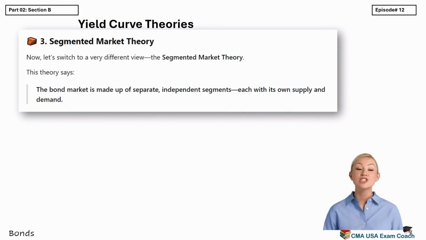Pension funds or insurance companies prefer long-term ones. So, interest rates in each segment are determined by the forces of supply and demand within that segment, not by expectations about future rates. For example, if there's high demand for long-term bonds from retirement funds, long-term yields may fall, even if future short-term rates are expected to rise. This theory explains why the yield curve can have any shape depending on investor behavior in different segments.